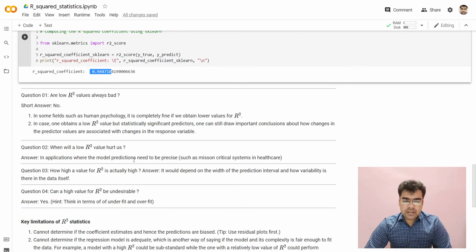I have put all those things as a question-answer series. So let us talk about the first question that we have at hand. The first question is, are low R squared values always bad? We already know that, given a goodness of fit statistic, we always prefer a model which gives a higher value for this R squared statistic or any goodness of fit statistic. But now the question is, if you get a low value for R squared, is that bad? The short answer is no, and the long answer requires some explanation.